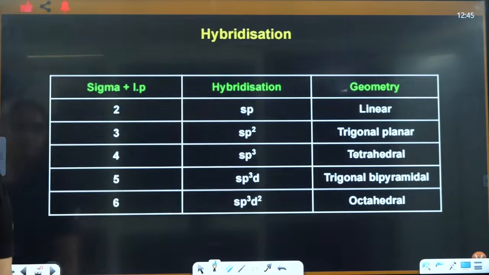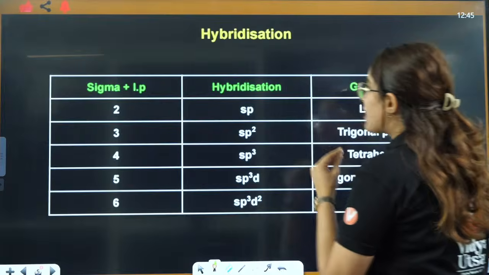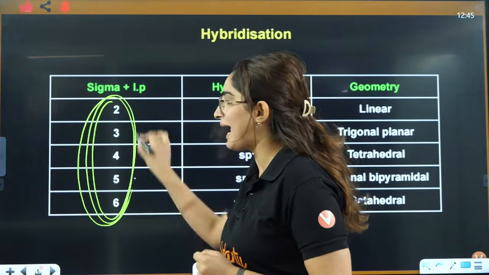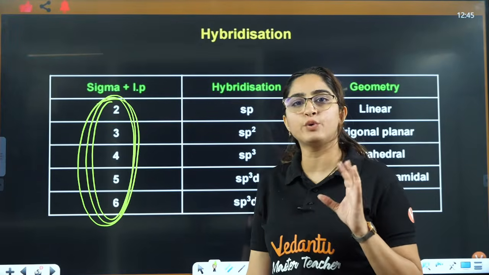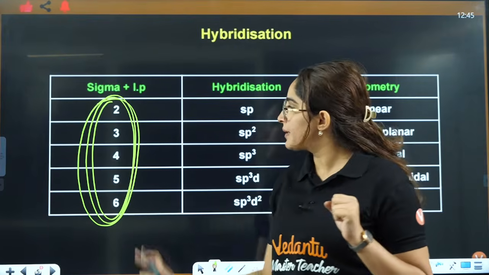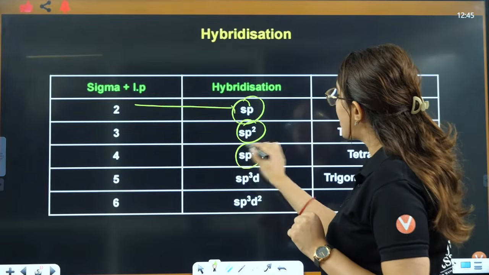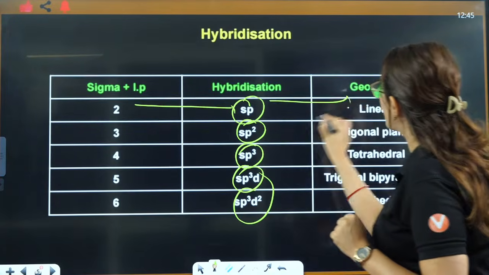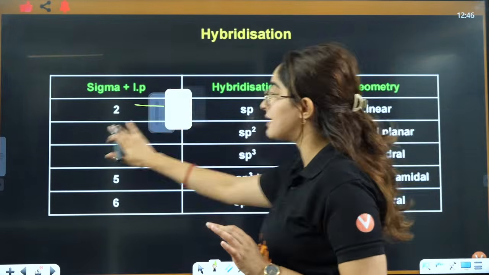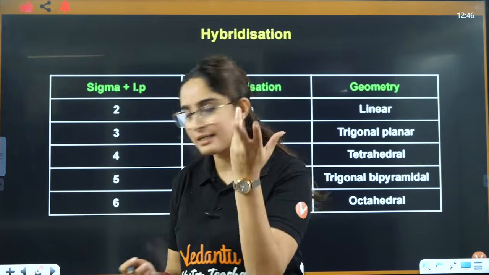Now, let's talk about hybridization. For hybridization, firstly we'll understand how to calculate it for any compound that is given to you. How do you calculate the steric number? Because once you know the steric number, only then will you know the hybridization. And from the hybridization, you will get to know about the geometry. So the first and foremost thing for us is to understand how to calculate the steric number.